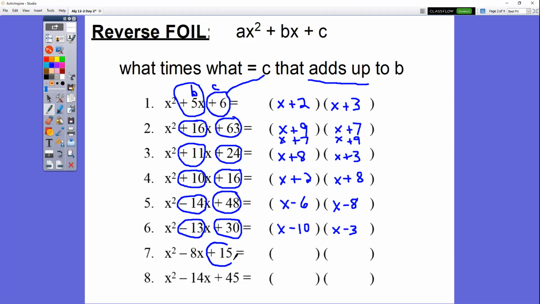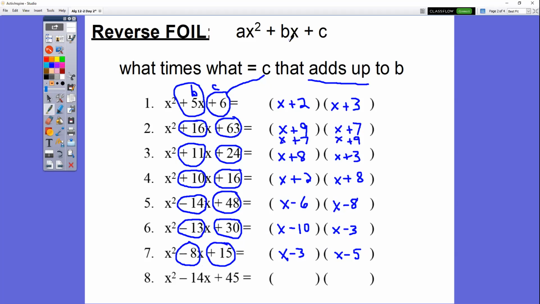Here's the next one. What times what is 15 that adds up to -8? Go ahead and try number 7, please. Go ahead and type your answer in the chat. Yep, I see a lot of correct answers. It is x minus 3 and x minus 5. -3 times -5 is positive 15, but -3 plus -5 is -8.